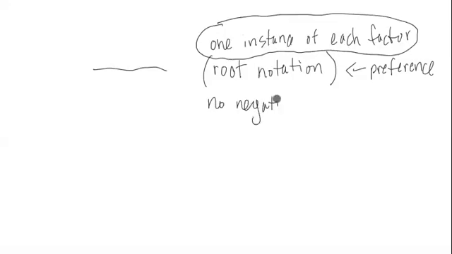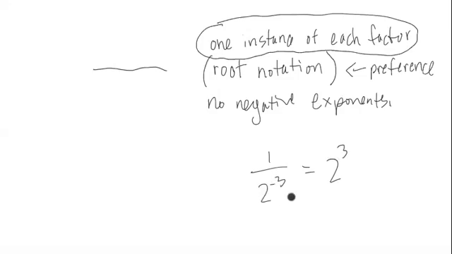The other thing is no negative exponents. So change your expression so you don't have any negative exponents. If you have an exponent like 2 to the negative 3 and you have a 1 over it, that means to rewrite it as 2 cubed. Because if you're dividing by 2 three times, that's the same thing as multiplying by 2 three times.